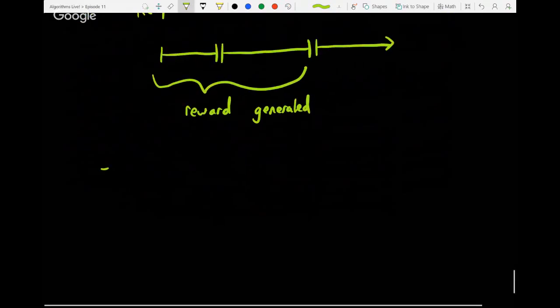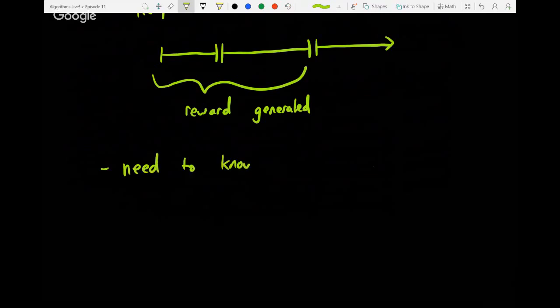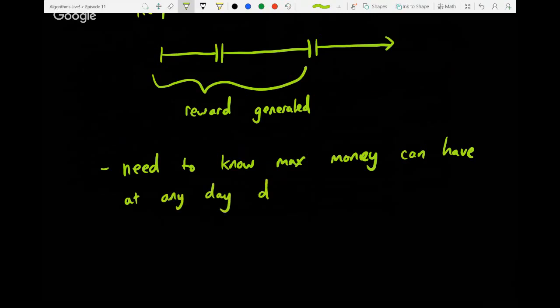So a way to characterize that is we need to know the max money that we can have at any day D. You need to know that. So we can do a few things. We could use it to buy a machine. What else can we do? Well, the answer is the maximum money obtained on the very last day. So we need it for the answer as well.